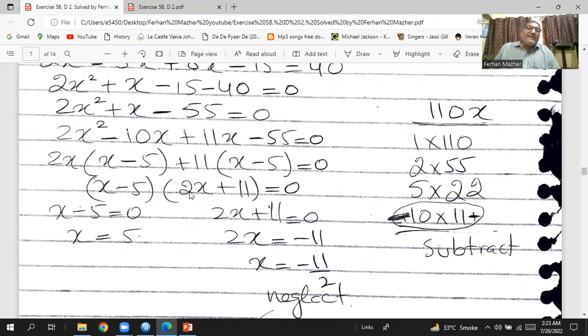So now these two brackets, you can see they are multiplying with each other and their product is 0. So either the first bracket is 0 or the second bracket is 0. So I will make the first bracket, which is x minus 5 equals to 0. So x will be 5.